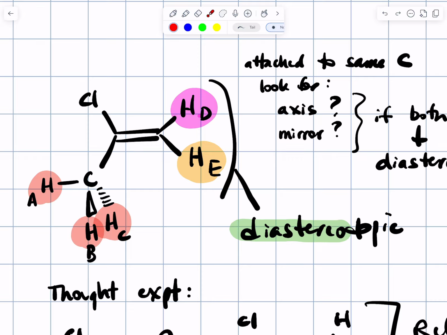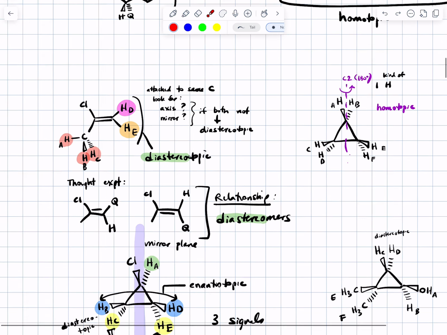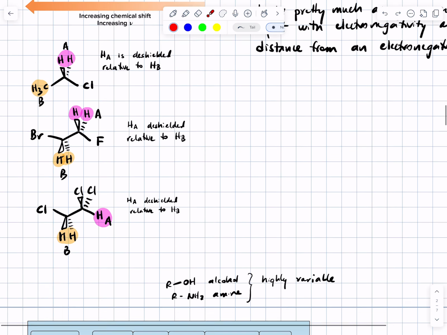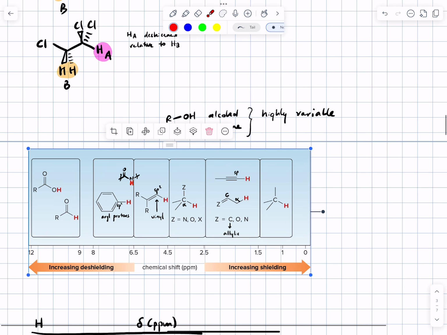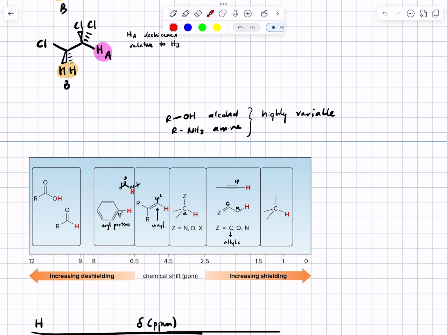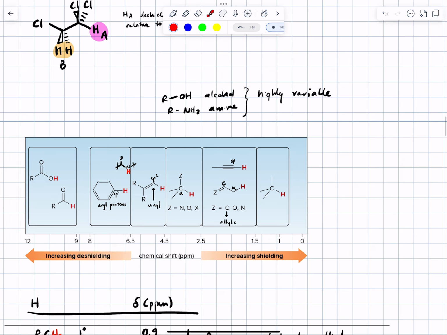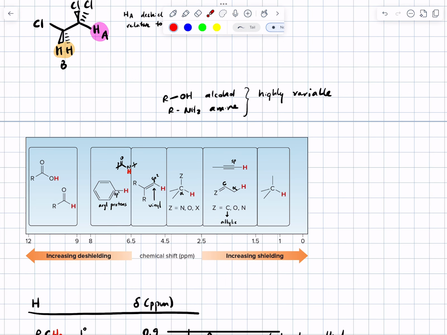So for the NMR spectrum, enantiotopic and homotopic are the same, like, same peak? Yes. Homotopic and enantiotopic are going to be the same peak because they're identical. Diastereotopic is going to be two different signals.